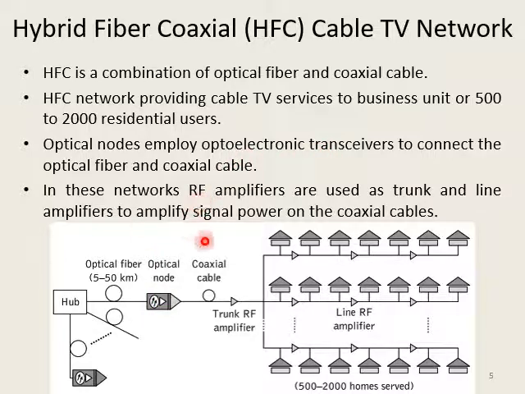Okay, and also in this network we are using RF amplifiers. The RF amplifiers are used as trunk line amplifiers to amplify the signal power on the coaxial cable. In the coaxial cable, signal power may be reduced, so it is amplified with the help of line RF amplifiers whenever it reaches the users. So it needs to be amplified and served to the different homes or users.